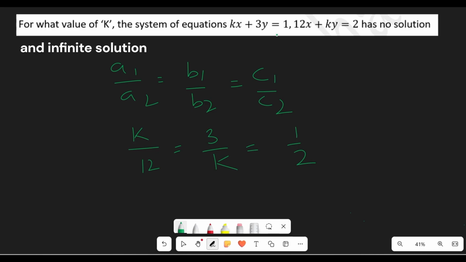Since both C1 and C2 are on RHS, I can take it as 1 by 2 also. Or I should consider both of them on LHS. One on RHS, one on LHS is not correct. So here if I bring both 1 and 2 on LHS also, it will become minus and minus, which will get cut only. So it doesn't make any difference.